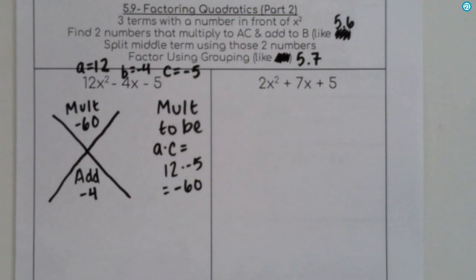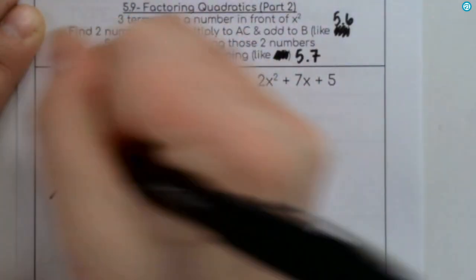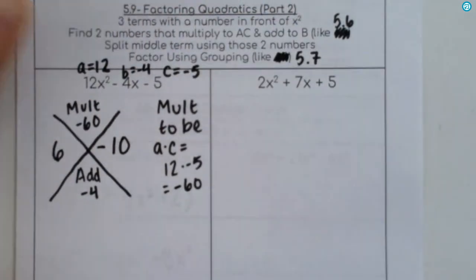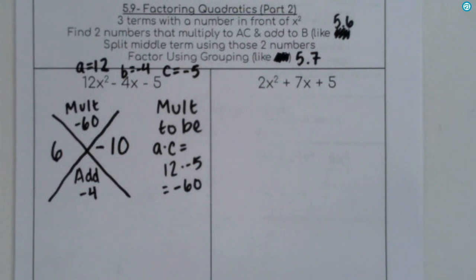So numbers that multiply together to be 60 are 1 and 60, 2 and 30, 3 and 20, 4 and 15, 5 and 12, 6 and 10. So 6 and 10 multiply together to be 60. And in order to add those together to be negative 4, I make the 10 negative. So that's this first step, to find 2 numbers that multiply to AC and add to B.